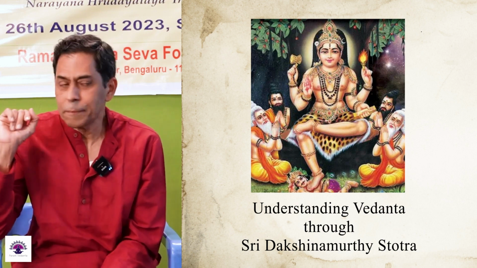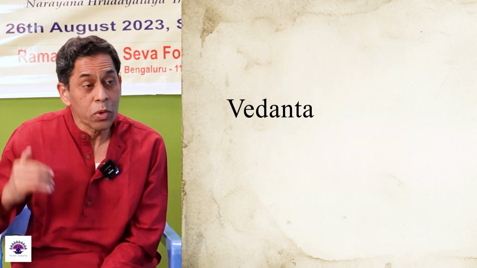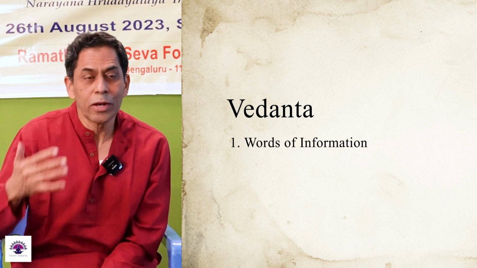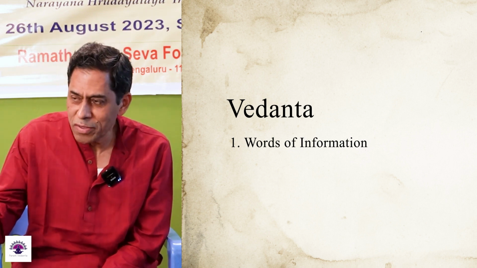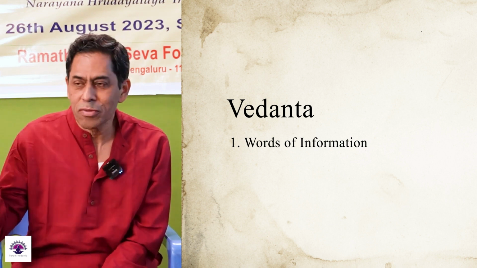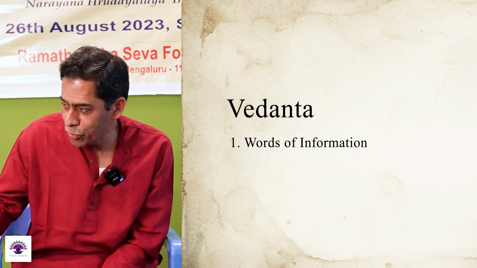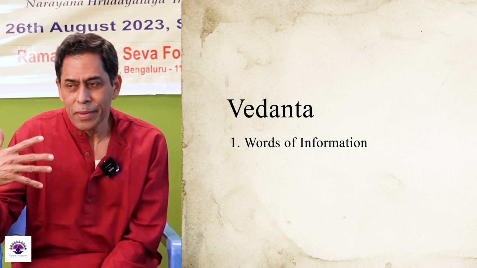In Vedanta, there are two types of instructions. One is called words of information. Most of the Vedanta will tell you what is Brahman, what is Karma Yoga, what is Upasana Yoga, what this body is made of: gross body, subtle body, causal body. These are all called words of information. So you will get a lot of information about ourselves.